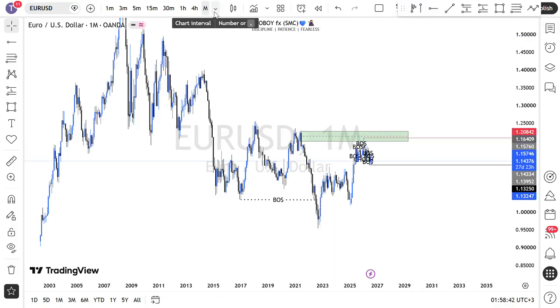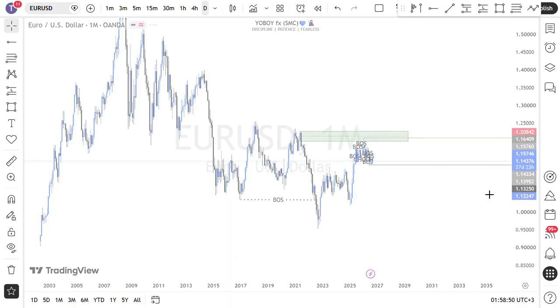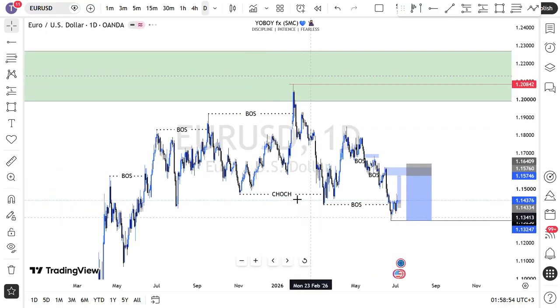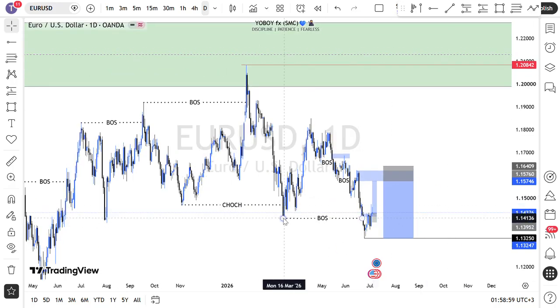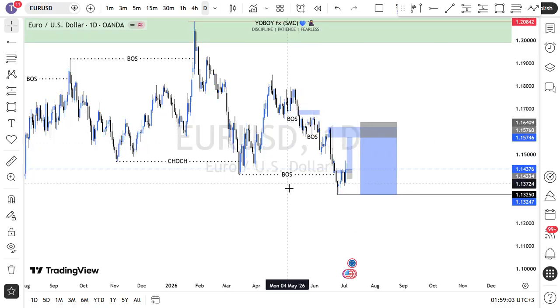So price tapped into that area, and remember we had a break of structure to the downside. So we have a very beautiful reaction in the monthly time frame. Then inside the daily time frame, that is the reaction that we got. Then later on, we had the pullback here, and then we had a break to the downside.